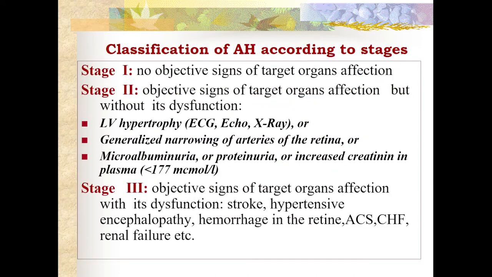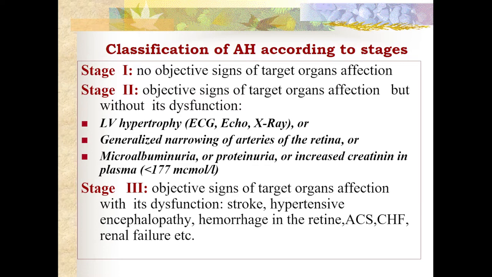Classification of arterial hypertension according to stages. Arterial hypertension is divided into three stages. Stage 1 is characterized by no objective signs of target organ affection. Uncomplicated stage.